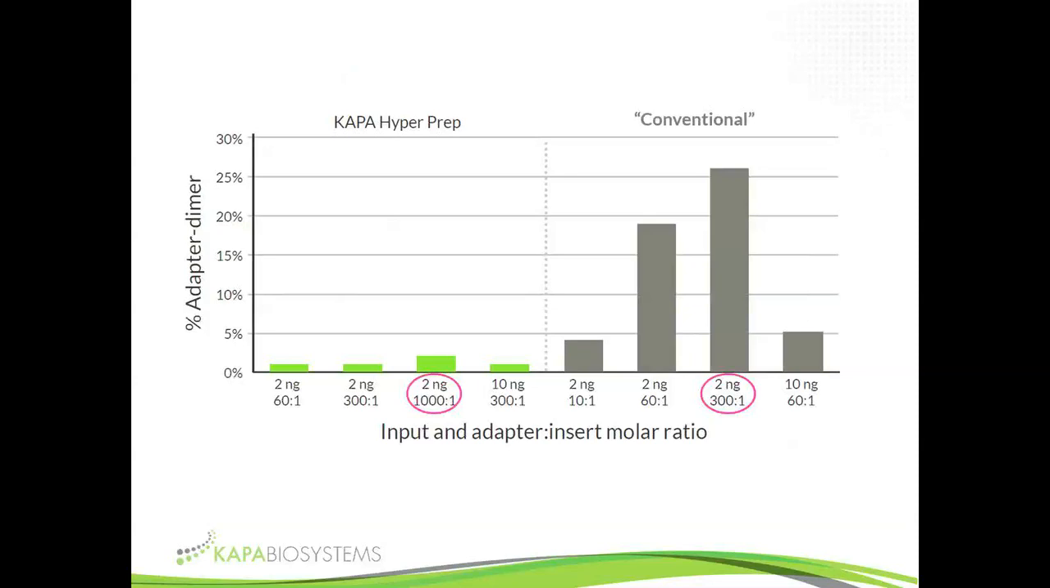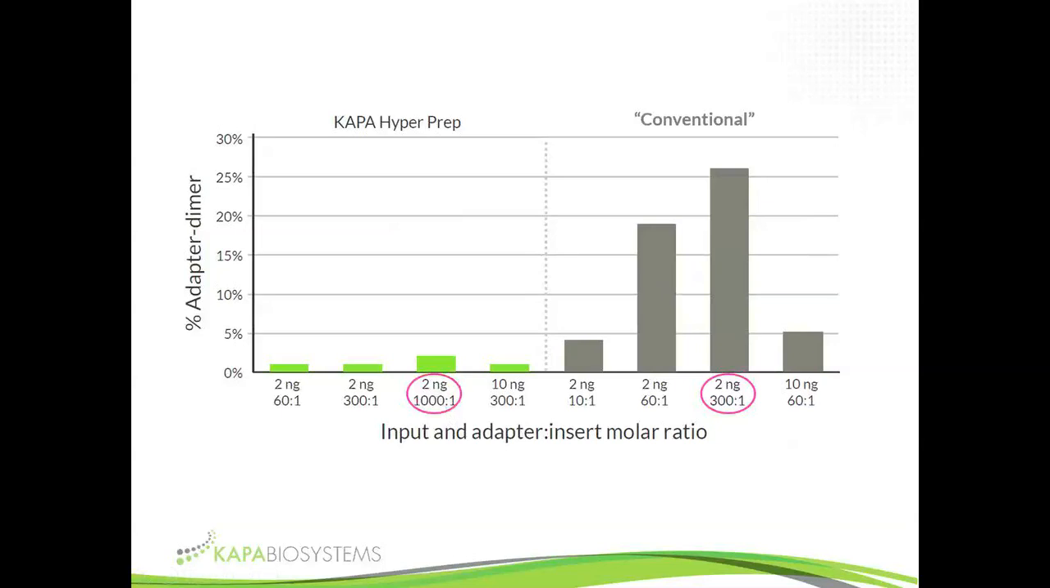And so this is data for libraries made from cell-free DNA, free circulating DNA. It's hard to isolate this DNA from plasma. It's very hard to isolate, and you're lucky if you get 10 nanograms. You're really lucky if you can get that much. And so typically people are trying to make libraries from around a nanogram to 2 nanograms.